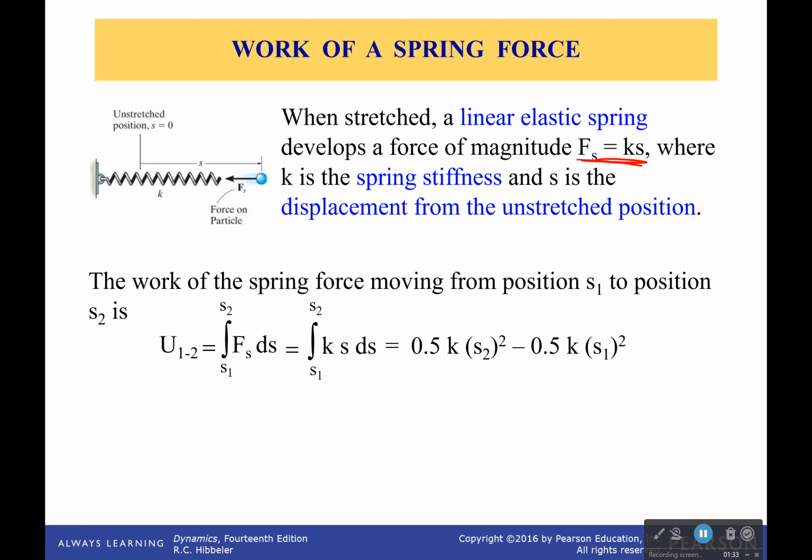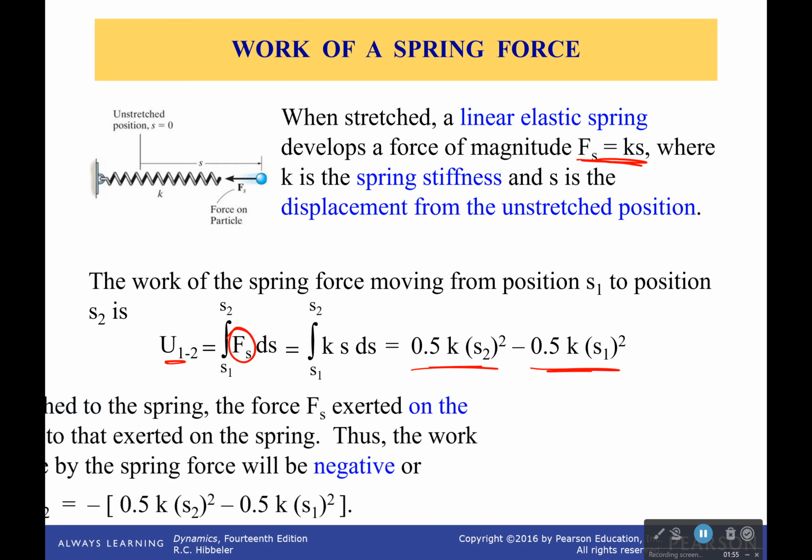And then if we want to find the work, we have to integrate, because that force is a function of position. When we plug in this equation, we get that the equation for the spring energy is 1/2 ks squared from where it went to, minus 1/2 ks squared from where it began.